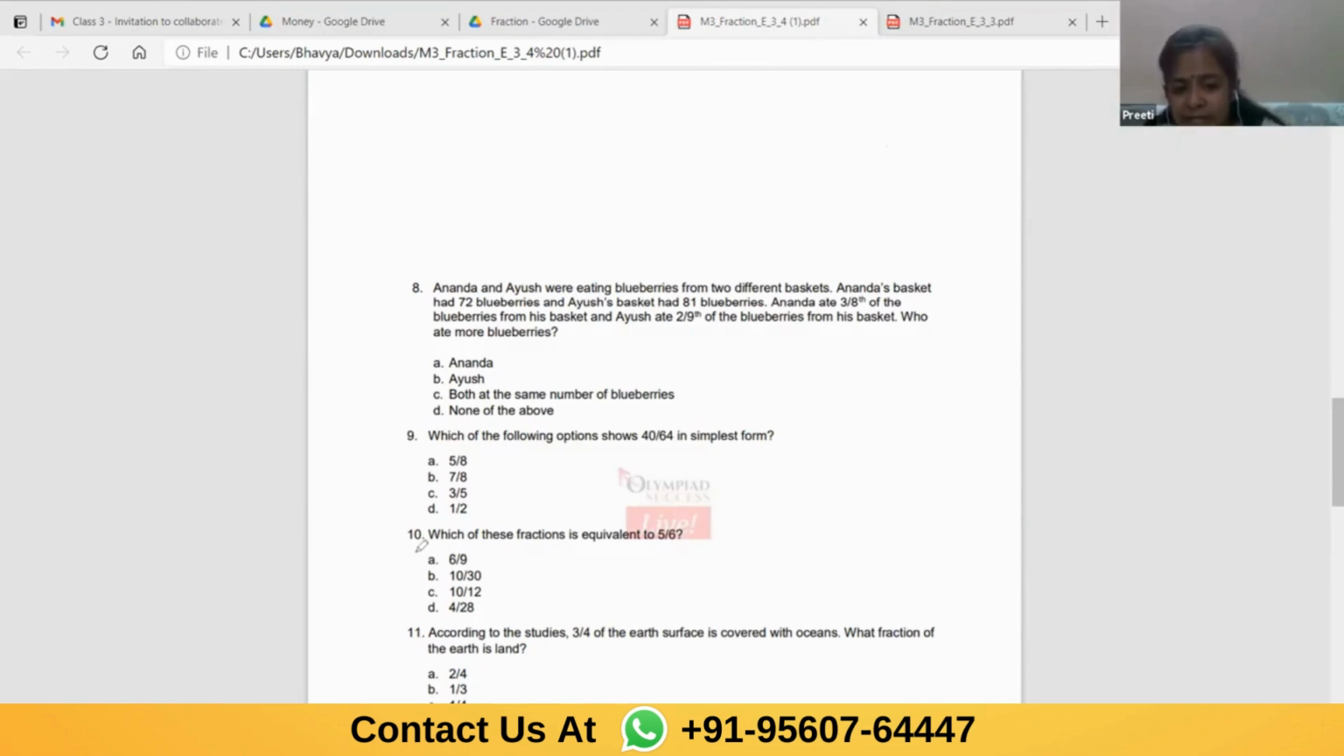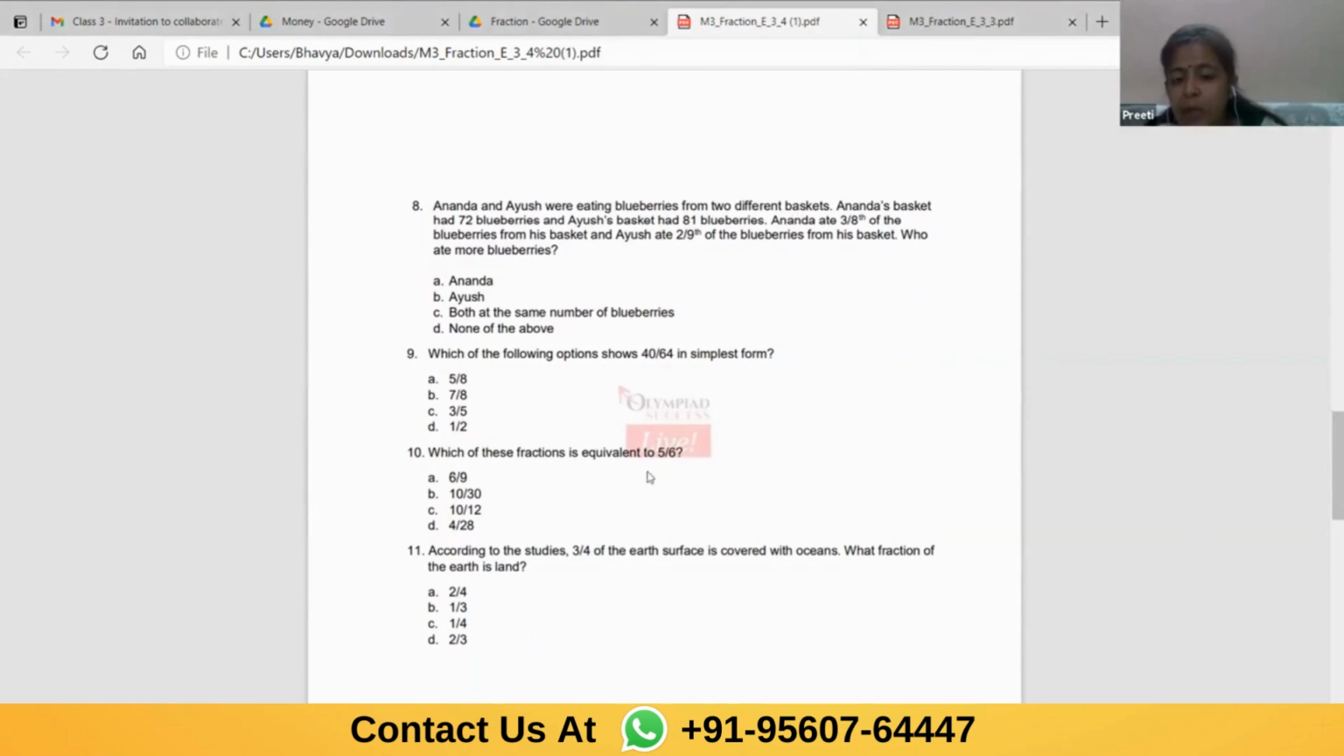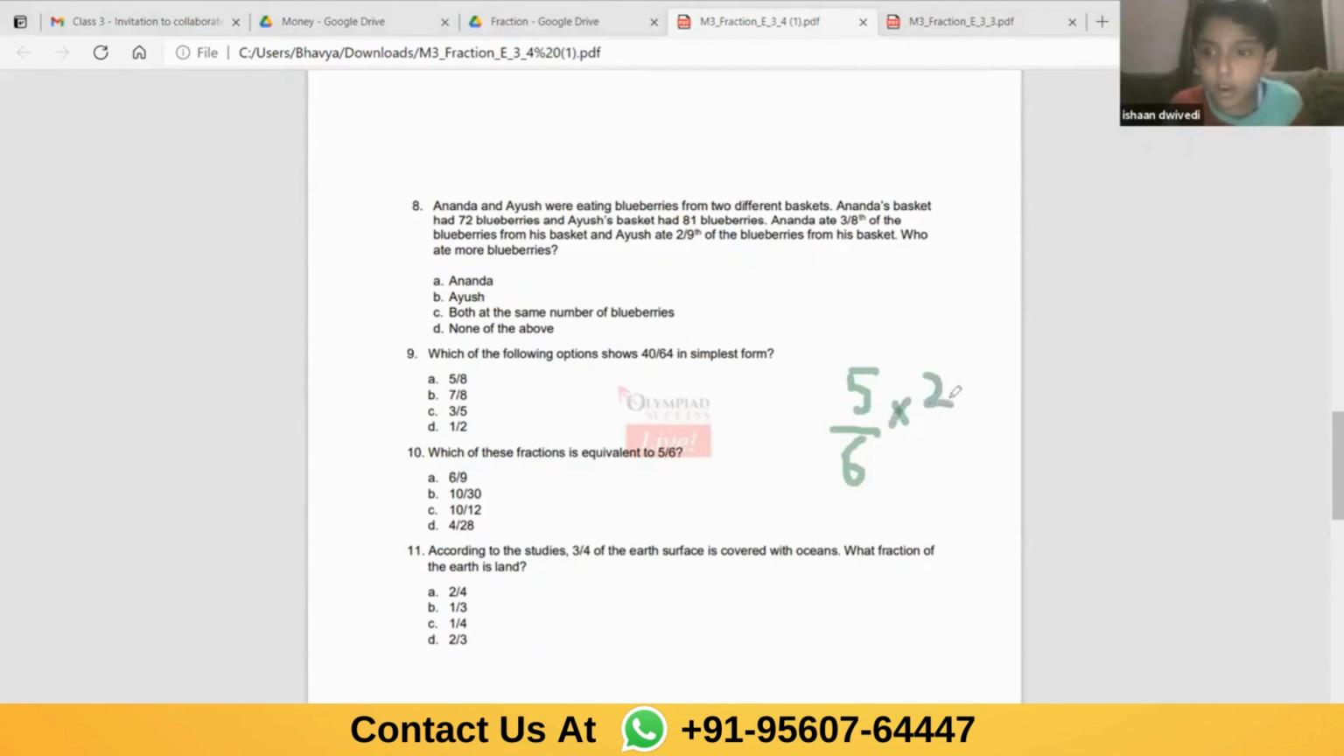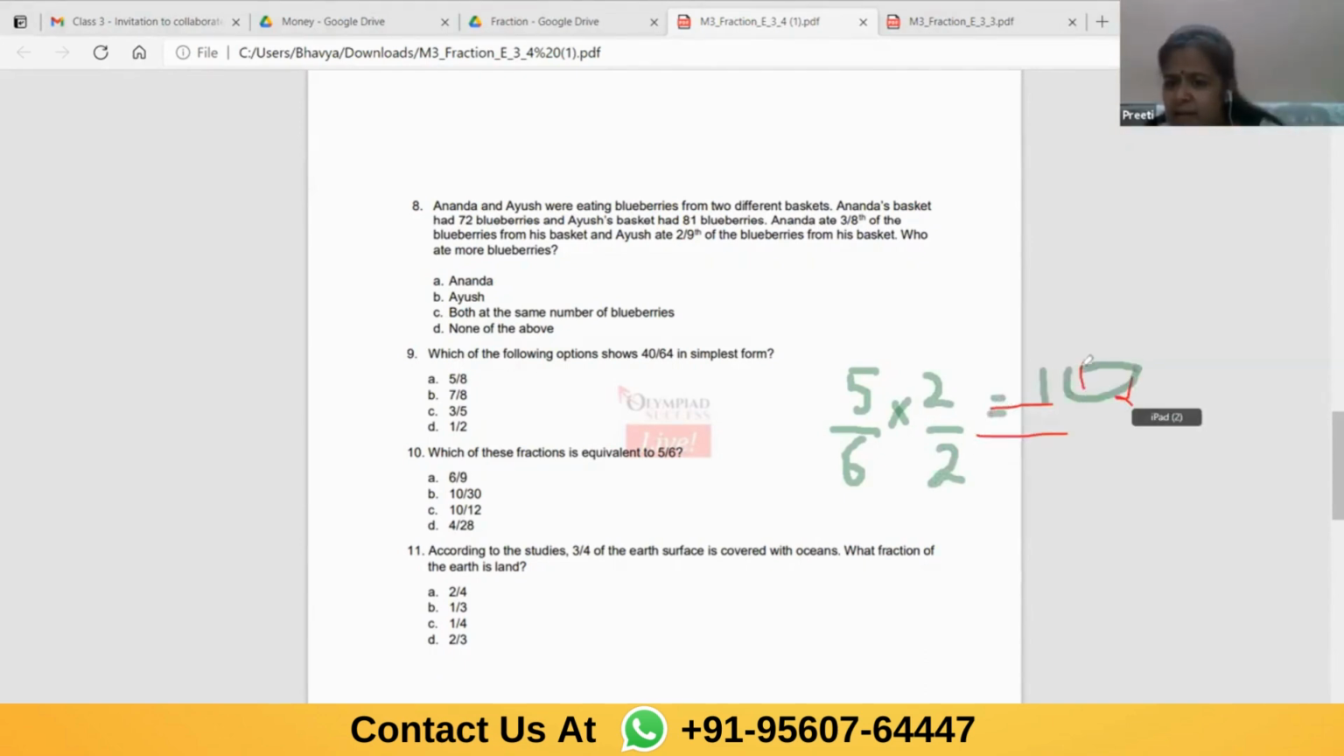And after that, which of these fractions is equivalent to 5 by 6? In this question, bacha, you have to see by which number you can multiply 5 by 6 so that you get one of the answers. If I multiply both the numerator and denominator by 2, what will I get? Ma'am, in this question, my answer is 10 by 12. You are right. Correct. Yes, that is the answer.